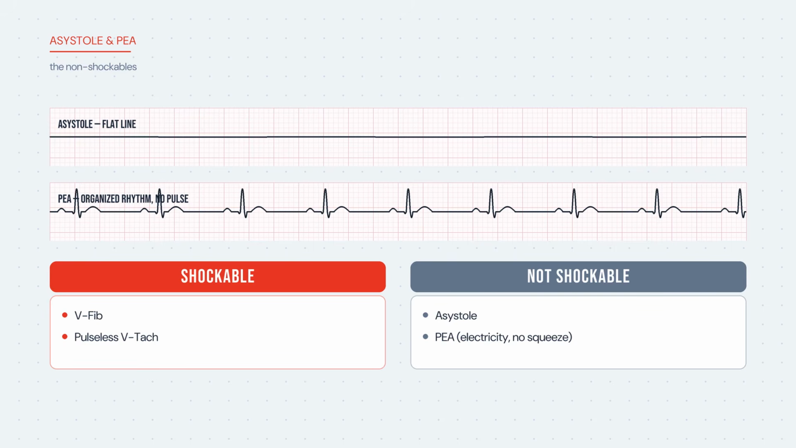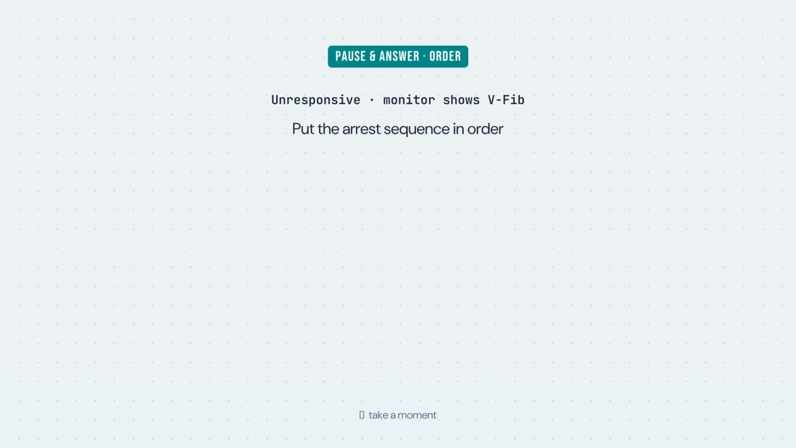Only two shockable rhythms in all of cardiac arrest: VFib and pulseless V-tach. Everything else is CPR, epinephrine, and cause. Pause and put these in order. You walk into the room. The patient is unresponsive, and the monitor shows ventricular fibrillation. What is the sequence?